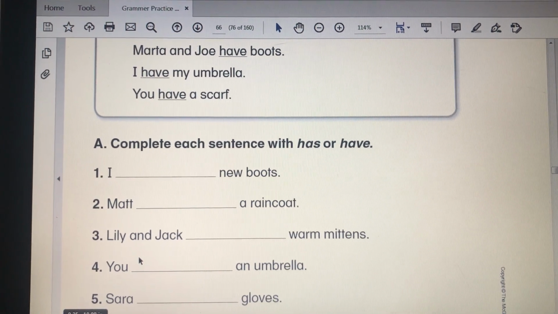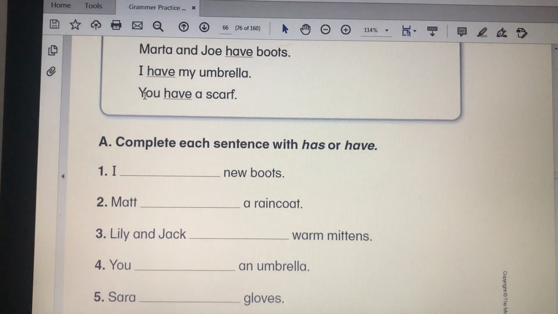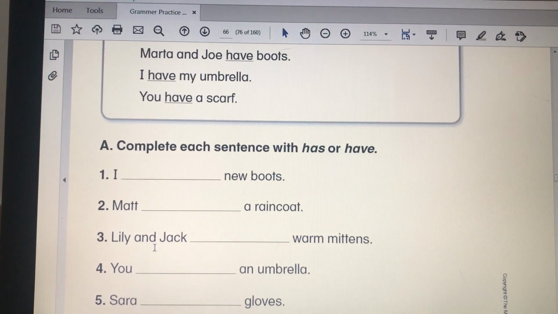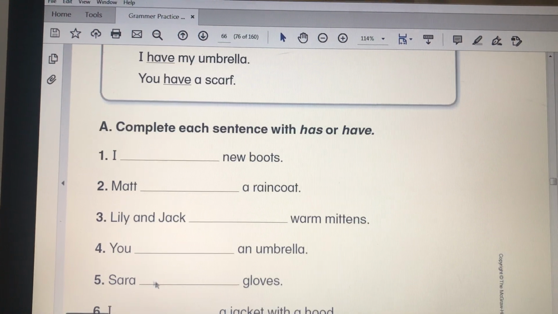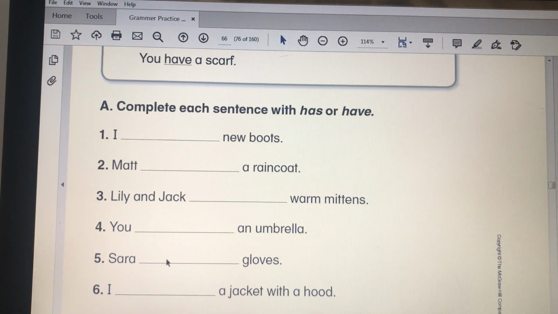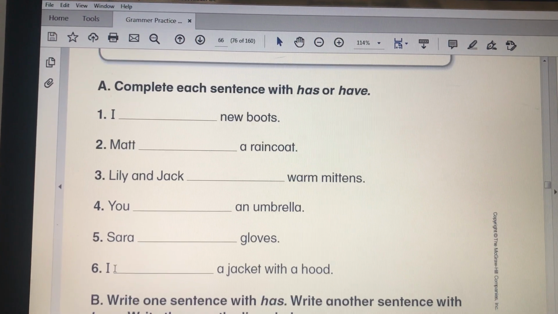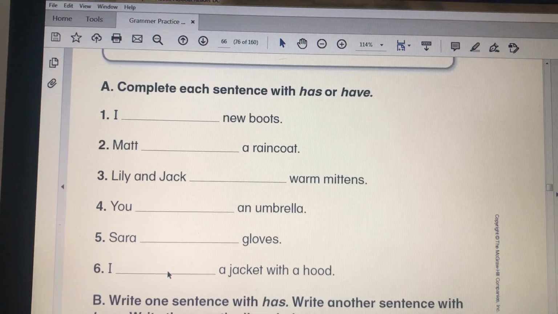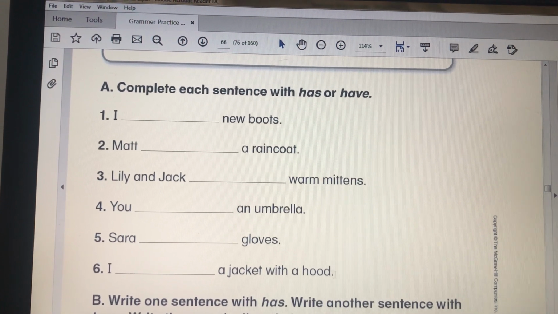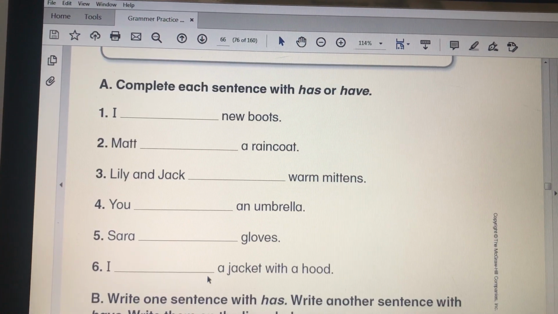4. You have or has an umbrella. As we said, the rule is here, when you is the subject, it's have. So you have an umbrella. 5. Sarah have or has gloves. Sarah is singular, so Sarah has gloves. 6. I blank have a jacket with a hood. We also said that when it's I, it's have a jacket with a hood.